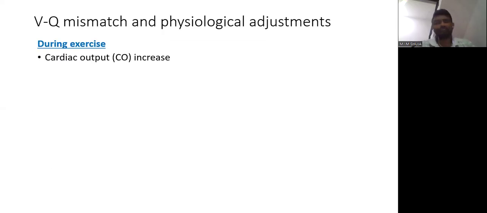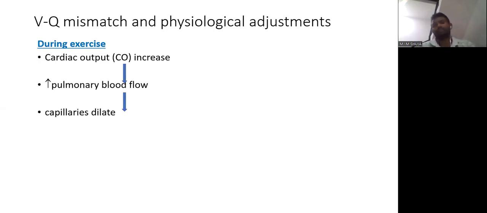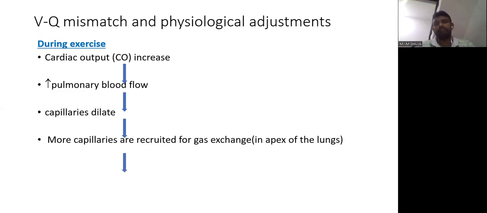So in exercise, the VQ mismatch is changed because of increased cardiac output, and more capillaries are formed and capillaries are dilated, so there is increased pulmonary blood flow. I think you have a different lecture for pulmonary circulation. You will learn that in detail.